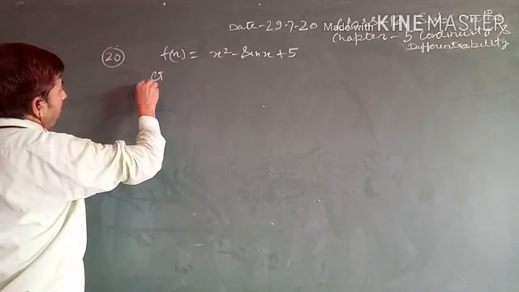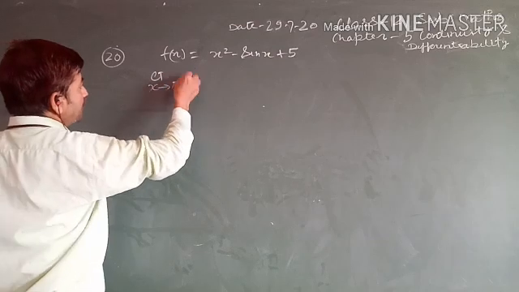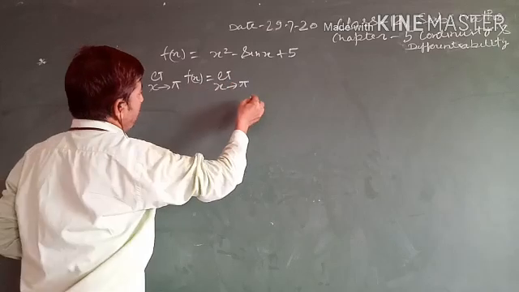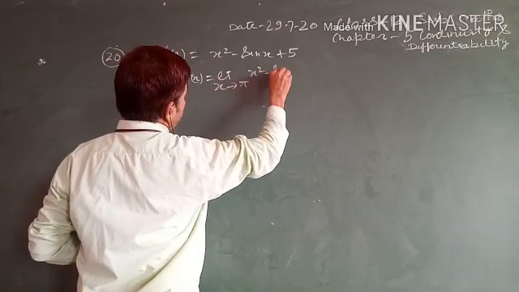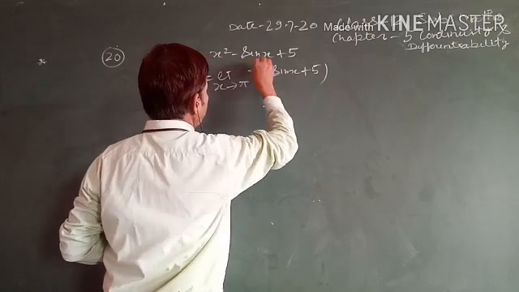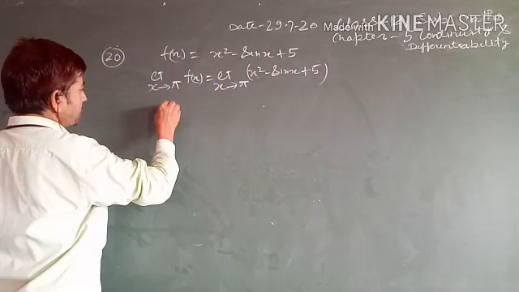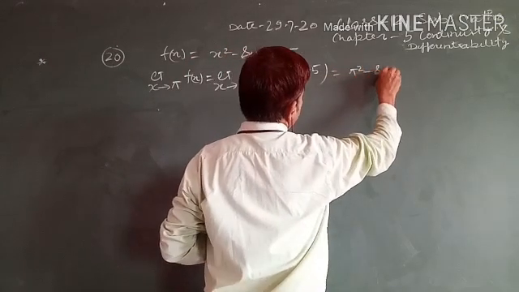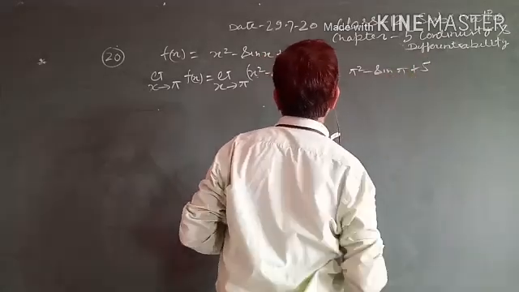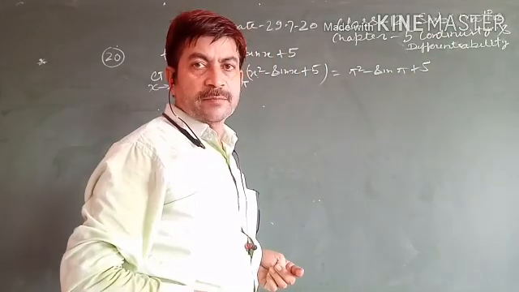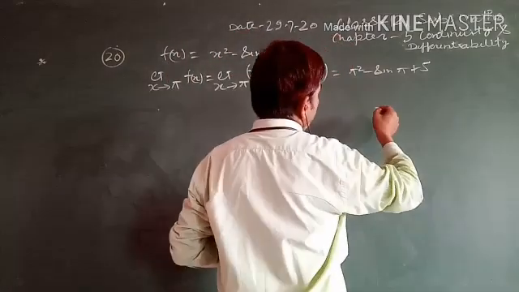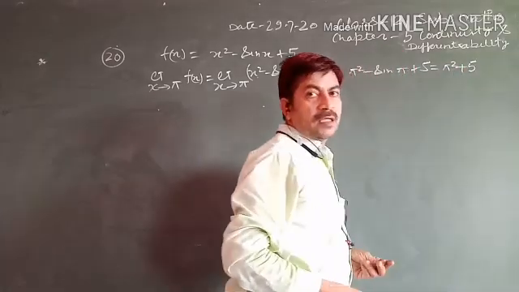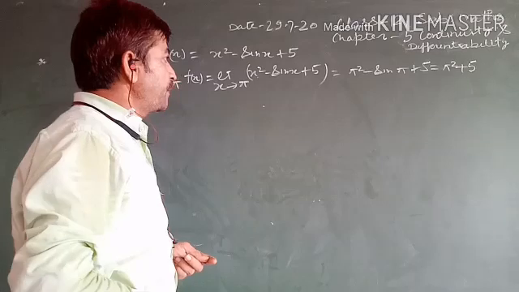Limit x tends to pi f(x) equal to limit x tends to pi x square minus sin x plus 5. On assigning limit, it is equal to pi square minus sin pi plus 5. Students, we know that value of sin pi is 0. Therefore, it is equal to pi square plus 5. Limit of function is pi square plus 5.